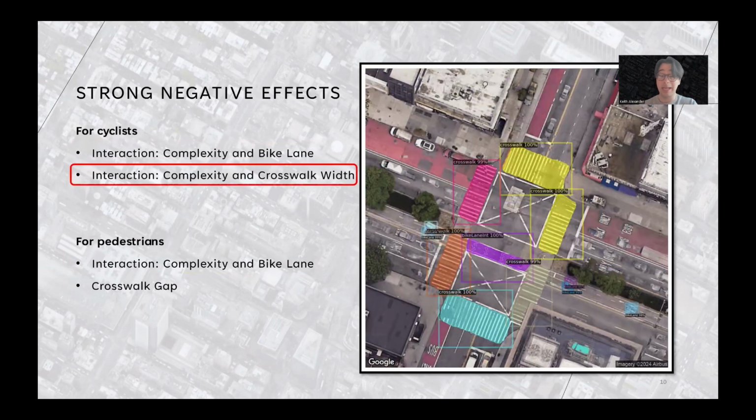Similarly with complexity and crosswalk width, whereas crosswalk width itself was a positive indicator for collision rates, we see that at the more complex intersections, these wide crosswalks may actually help mediate the impact or the higher rate of collision that we see at these intersections otherwise.